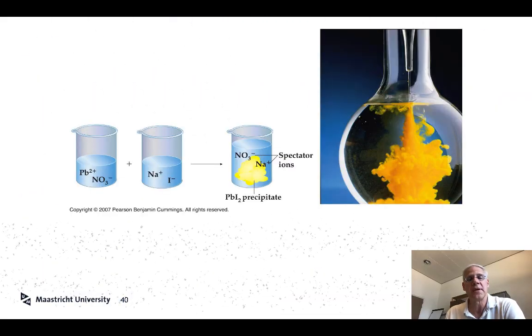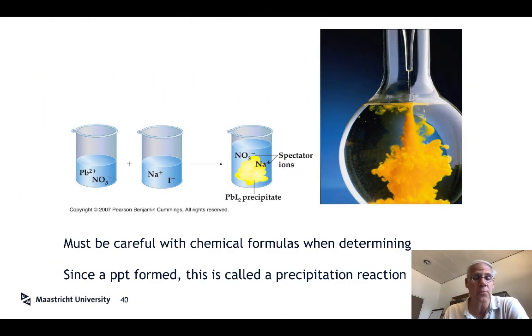So we use our precipitation tables, or our solubility tables, which is table 4.1 in your book, to see if we're going to get a precipitate. So the possible precipitates are sodium combining with nitrate and lead combining with iodide.